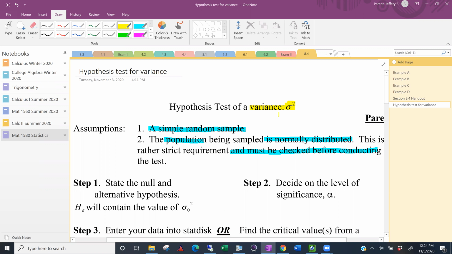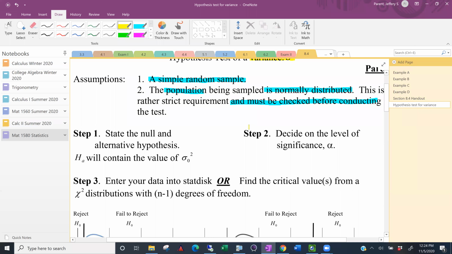Now there's a couple assumptions for this test, just like there was for our previous tests. One that we generally can't handle in this class, is it a simple random sample? But the other one we can look at and really should look at, and that is that the population being sampled is normally distributed. This is actually a pretty strict requirement because this test is very sensitive to departures from that assumption. It's not something that you can correct with a large sample size. Back in section 8.3, if we had a large enough sample size, hey, we're golden. Not so much here. So you have to check that.